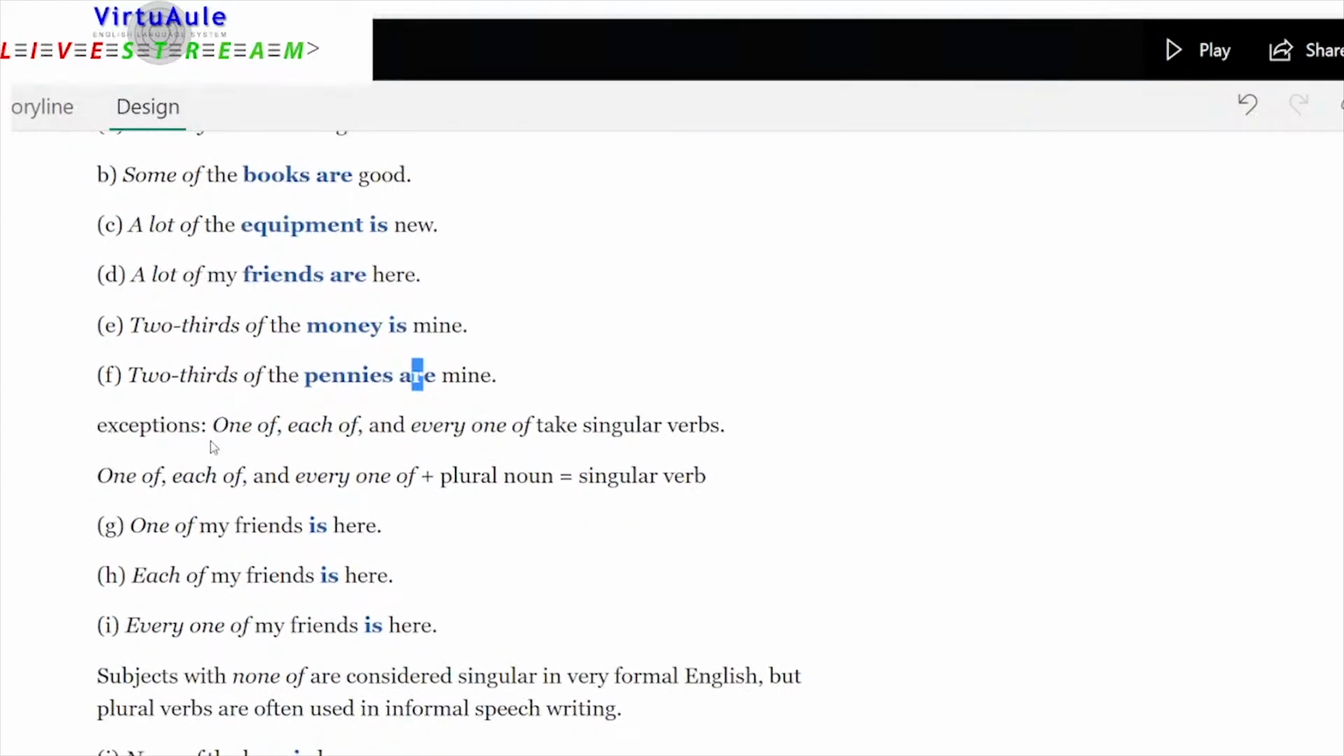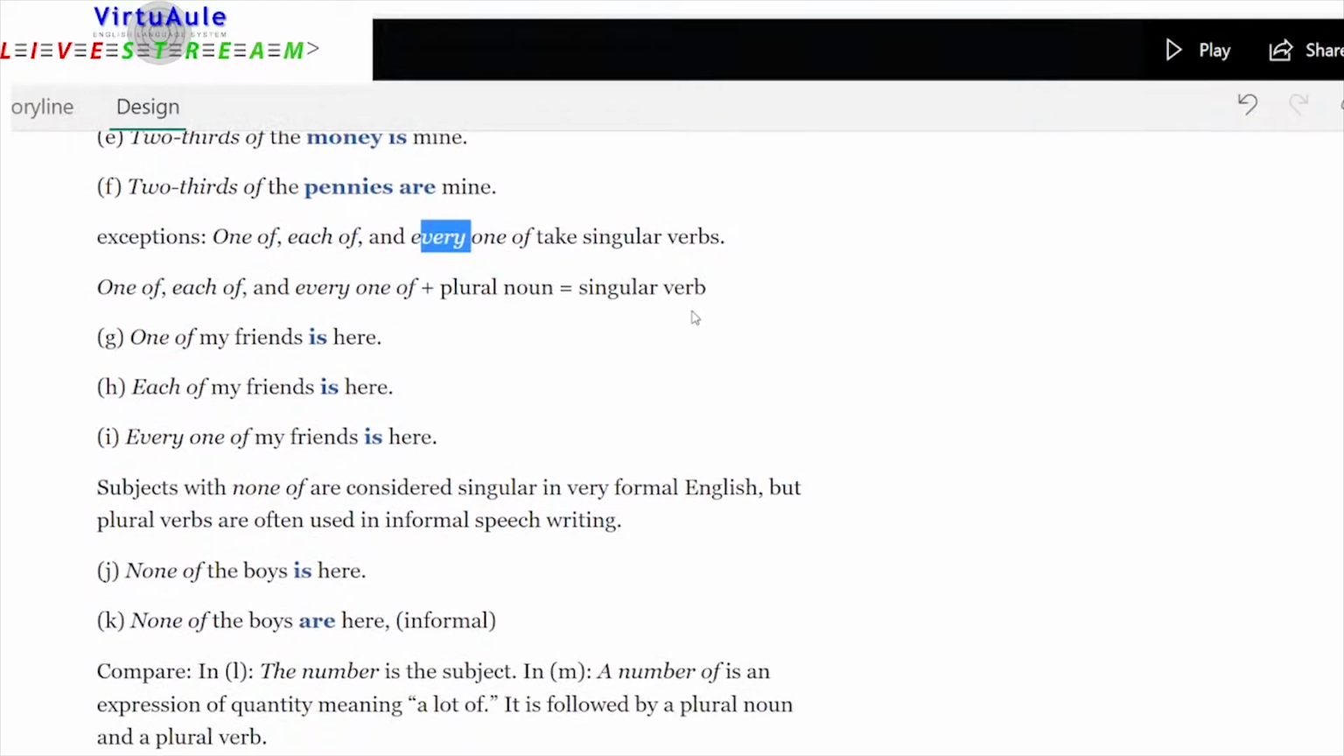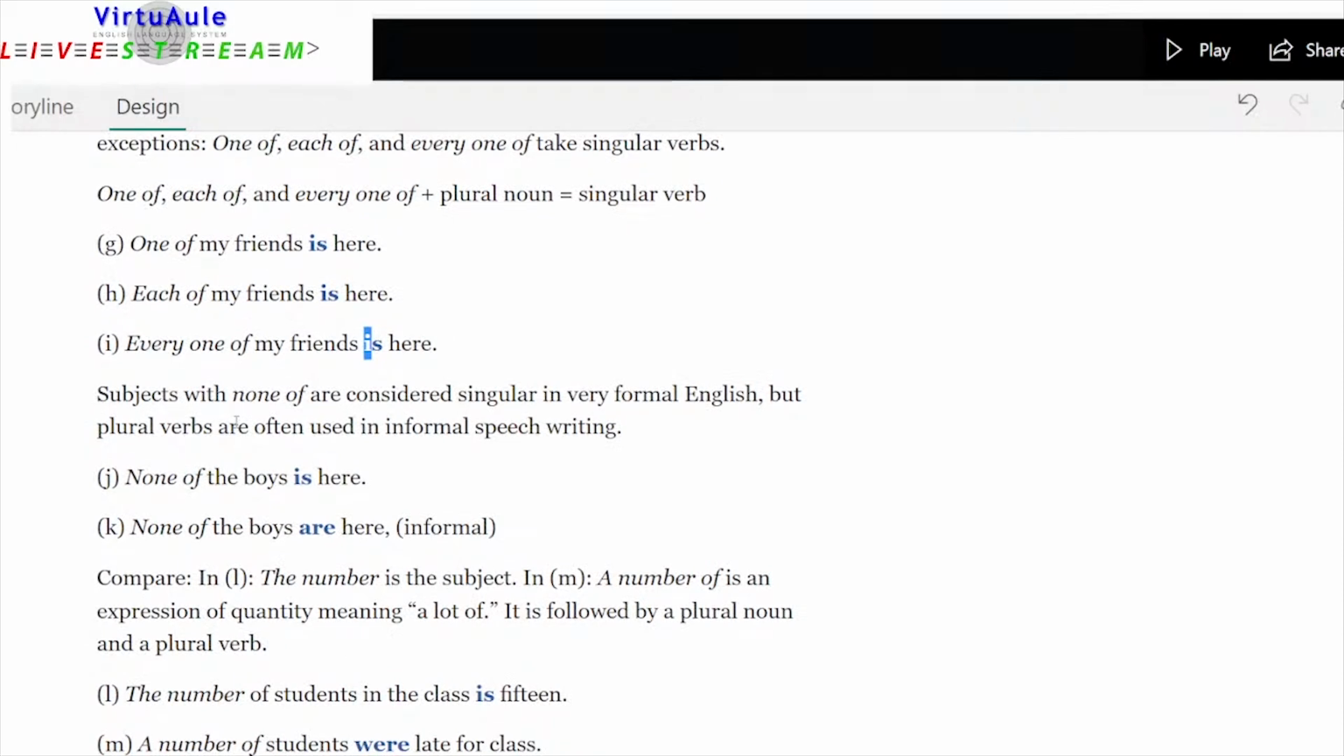The exceptions: one of, each of, every one of take singular verbs. One of, each of, and every one of plus plural noun equals a singular verb. So one of my friends is here because one is the subject. Each of my friends is here, each singular. Every one of my friends is here, each one is singular.